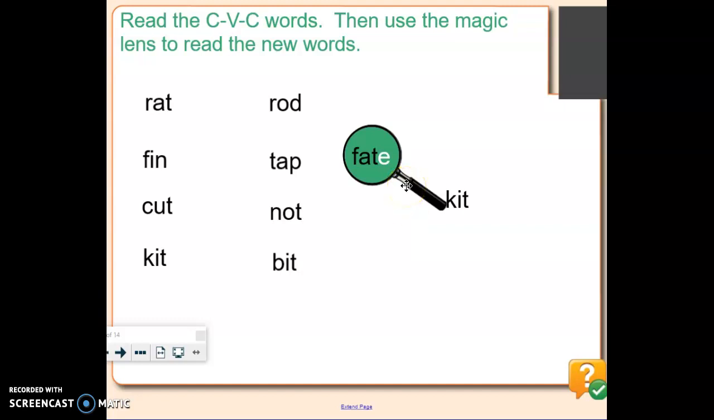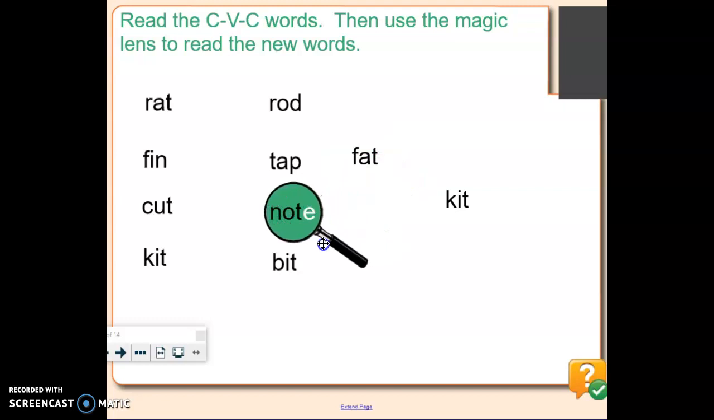Nice job. Just for good measure, we're going to try one last word. We have the word down here, N-O-T. What does it say right now? Not. But when we add an E to the end, it doesn't say not. Now it says note. Great job, boys and girls.